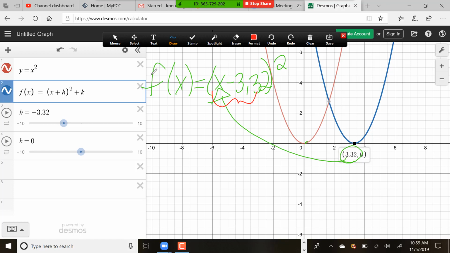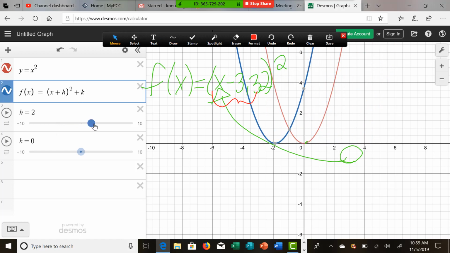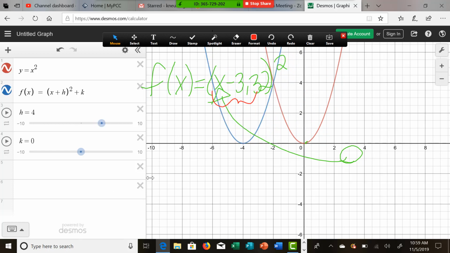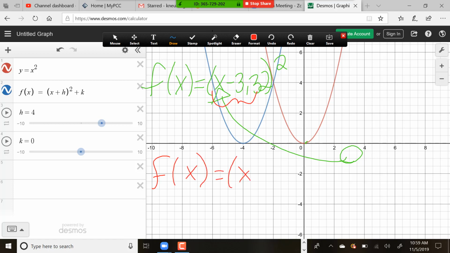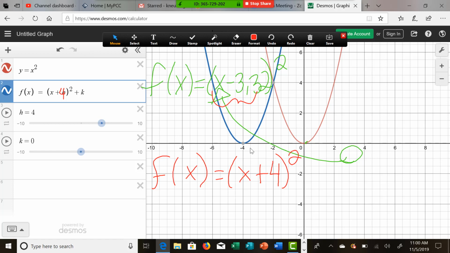So now what if I went over here and dragged my slider so I had a positive value? Let's stop it at, say, positive 4. I stopped it at positive 4, which means now I have the function f of x equals x plus 4 squared, because the h right here is a 4. Notice that the vertex right here, if I click on this dot, is now at negative 4.